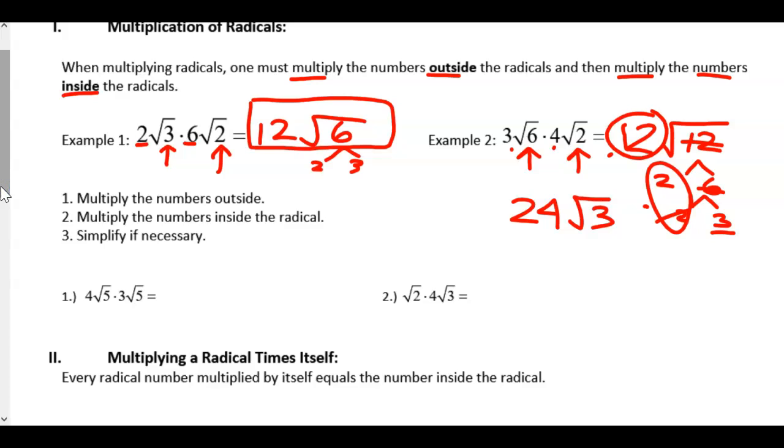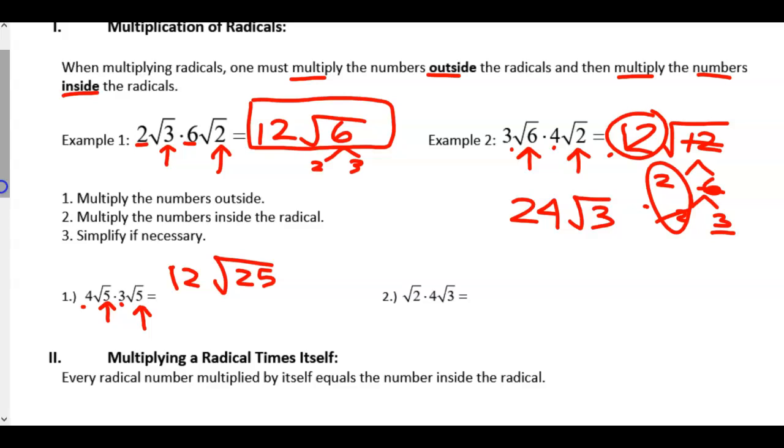Let's try these together again. 4 times 3 is 12. Square root 5 times 5 is 25. Now I hope you recognize 25 is a square number. That means it has a whole square root. That means you should know what the square root of 25 is. What's the square root of 25?